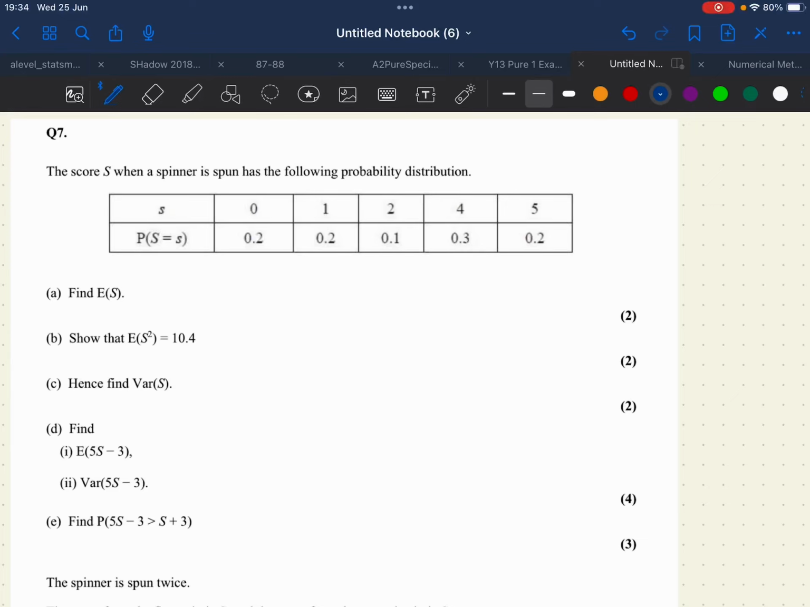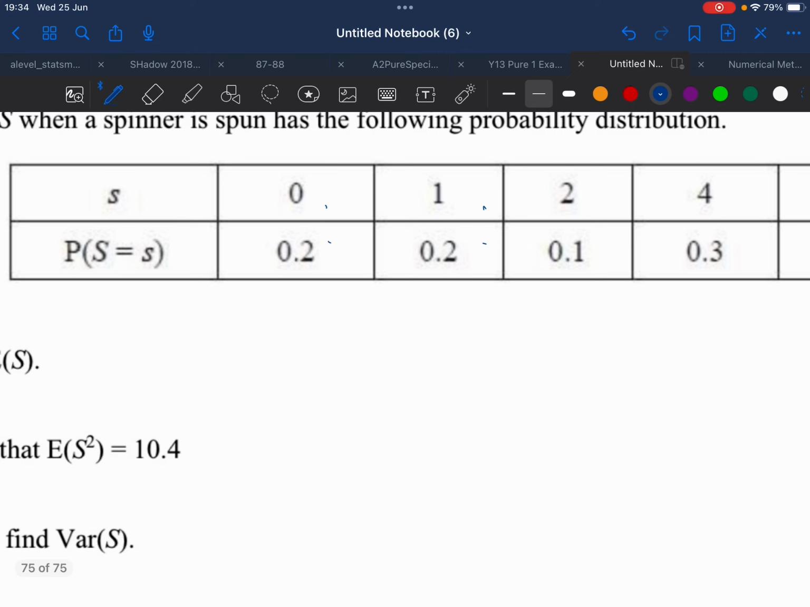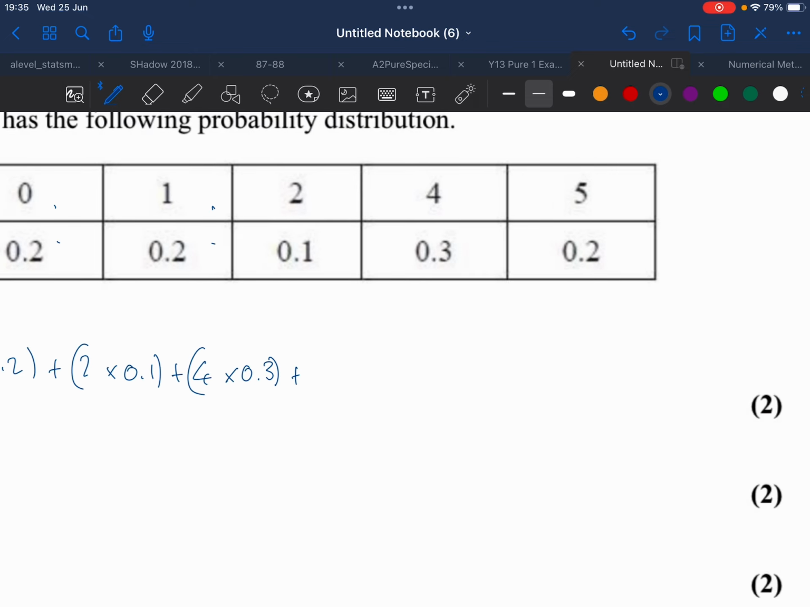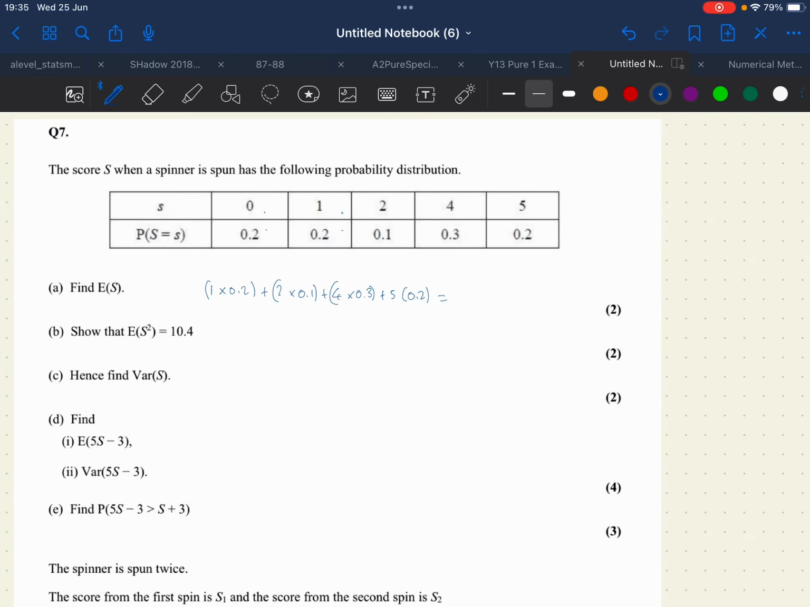Okay, so question number 7 starts with the expected value. So expected value, we are just going to multiply these. So that is going to be just a 1.02. I'm going to ignore the 0 plus a 2 times 0.1 plus a 4 times 0.3 and a 5 times 0.2.